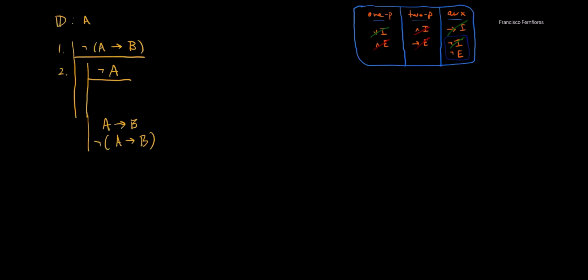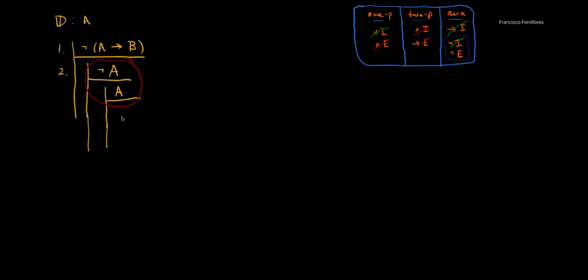So let me clean this up a little bit now that we know where we're going. So now I'm going to try this. I'm going to assume the antecedent, and I'm trying to derive B, but as soon as I assume the antecedent, I notice a really important pattern here. I want you to pay really close attention to this pattern.